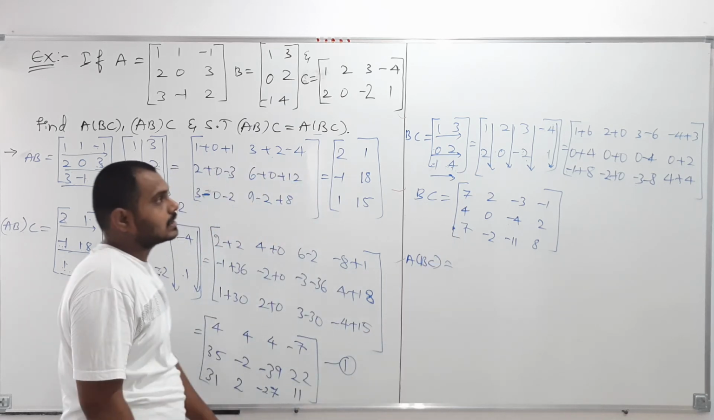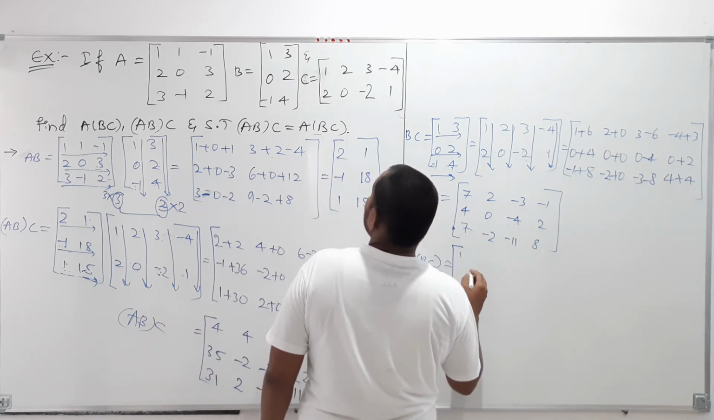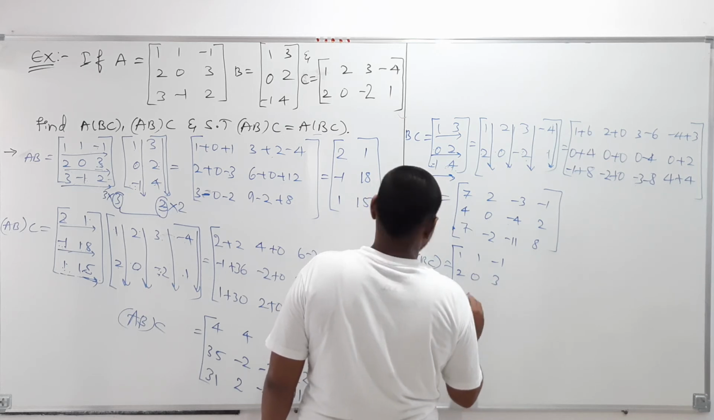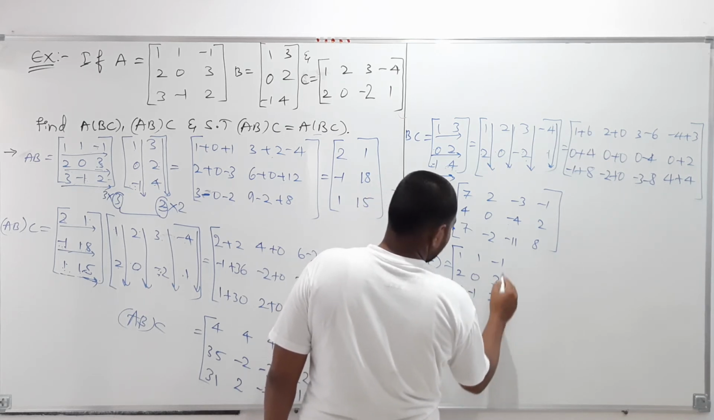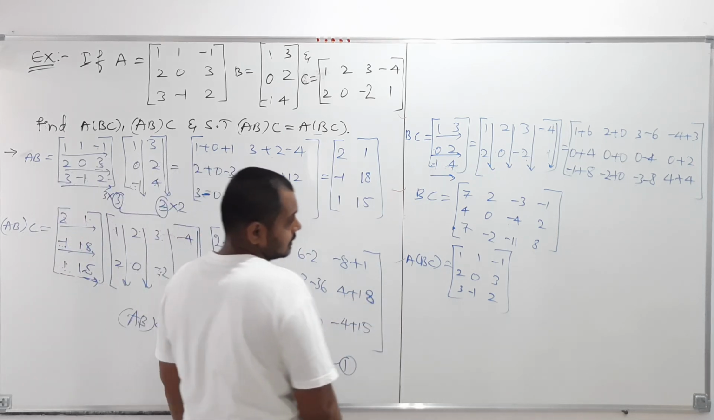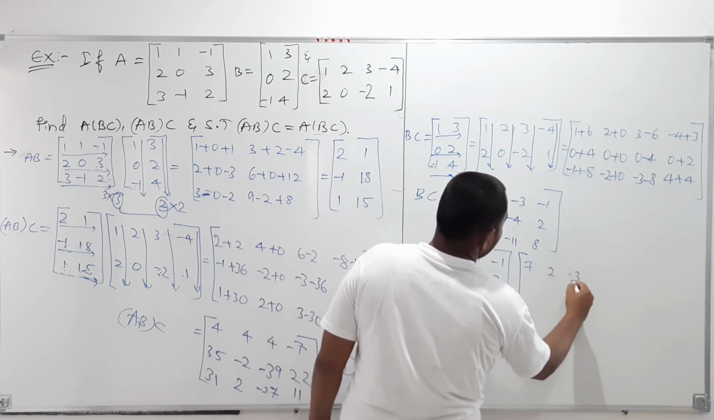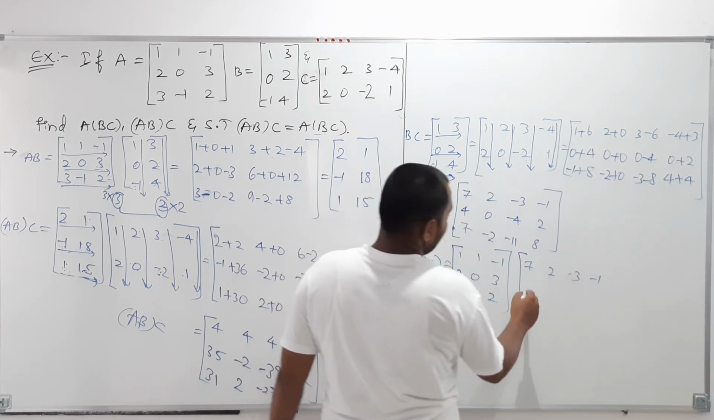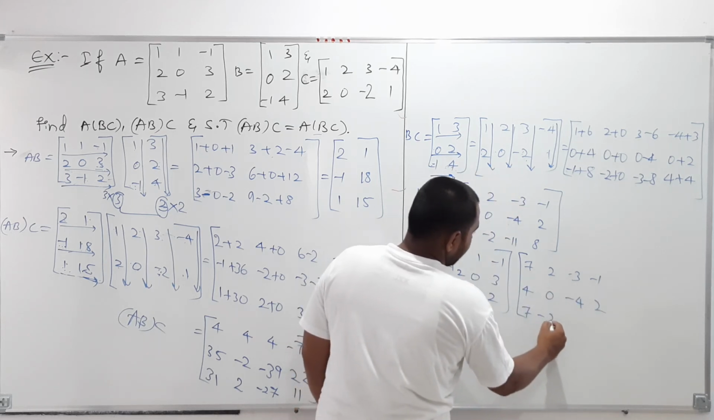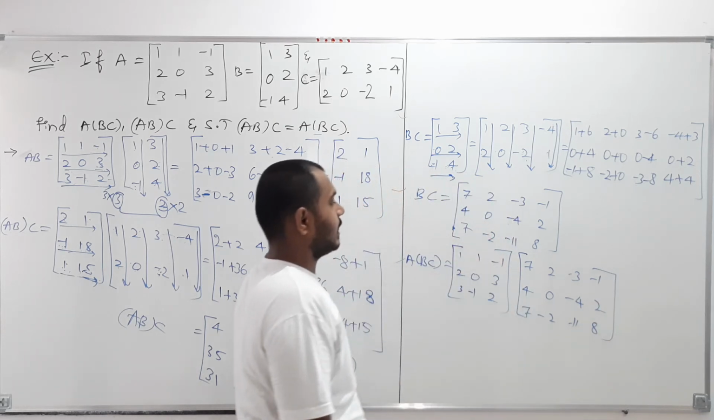So therefore, what is the matrix A? A is here 1 1 minus 1, 2 0 3, 3 minus 1 2. So this is your matrix A into BC. So what is BC, my dear friends? That we wrote here. It is 7 2 minus 3 minus 1, 4 0 minus 4 2, 7 minus 2 minus 11 8. This is your BC matrix.